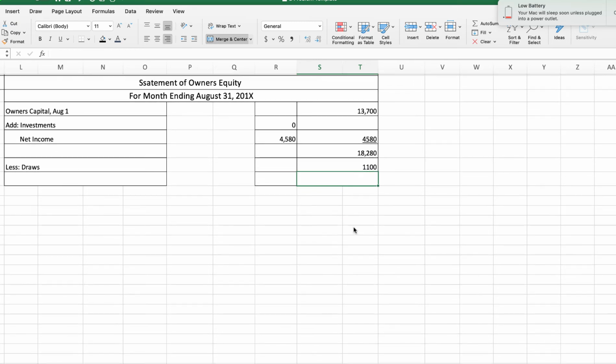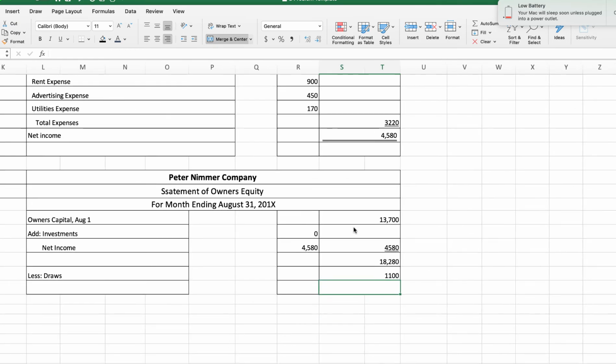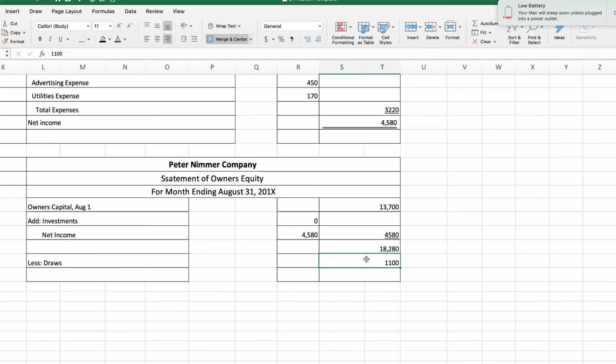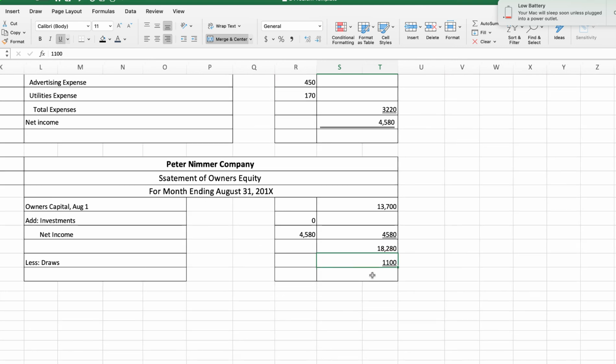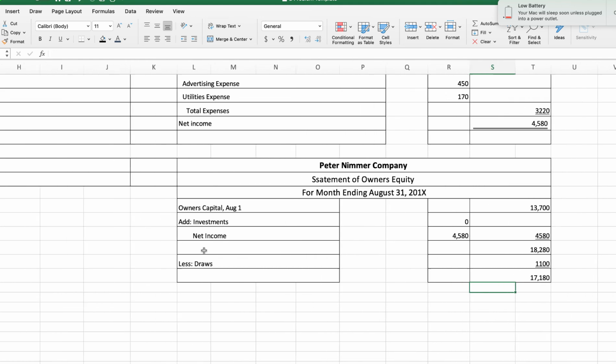Okay, going to do another mathematical function here. So I need my underline to show that I'm doing something. Because draws decrease owner's equity, I'm going to subtract this out, and I get 17,180, which is my total owner's equity. Okay, which we know that.